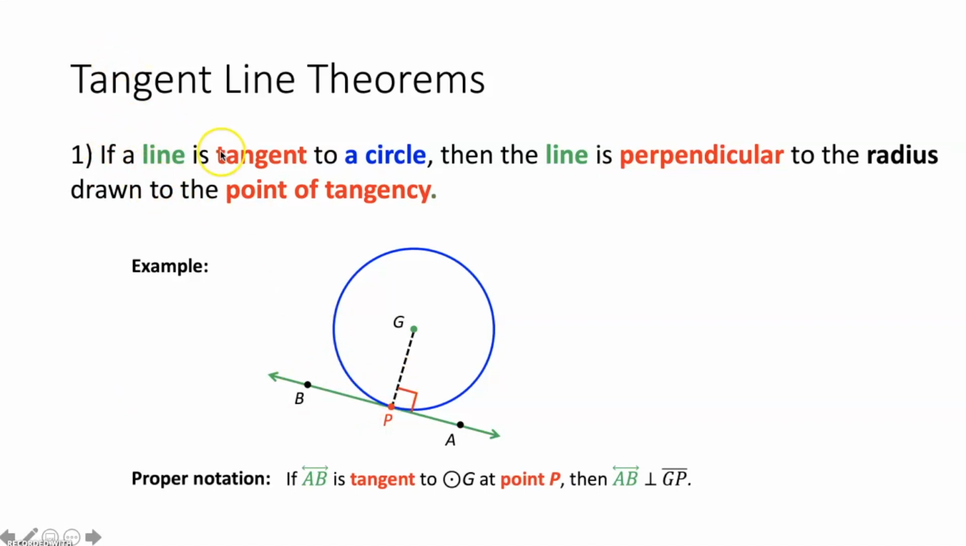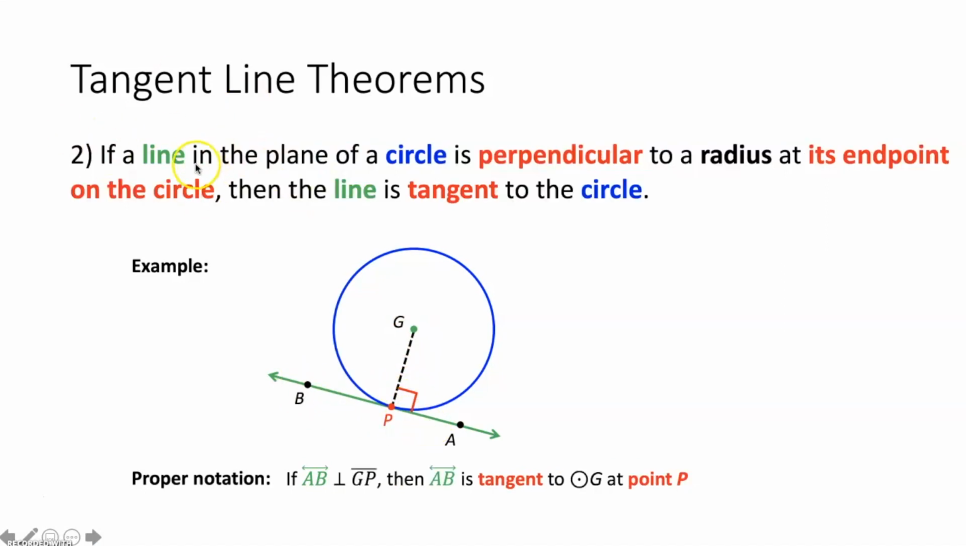So this says, if a line is tangent to a circle, so down here we have line AB or BA, that is tangent to circle G because it only intersects it at one point, point P. Because of this, the line is perpendicular to the radius drawn to the point of tangency. So if I were to draw a radius going from the center of the circle, point G, to that point of tangency, point P, that segment right there, that radius, would be perpendicular to our tangent line. That's what this theorem is saying.